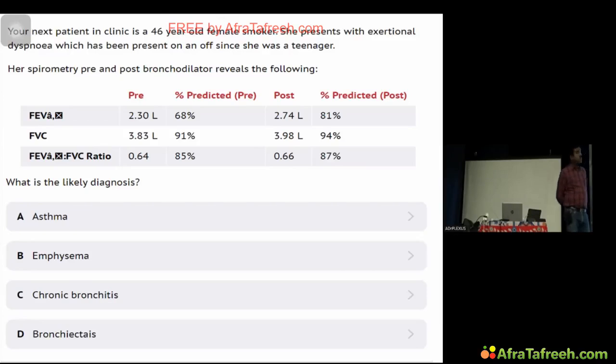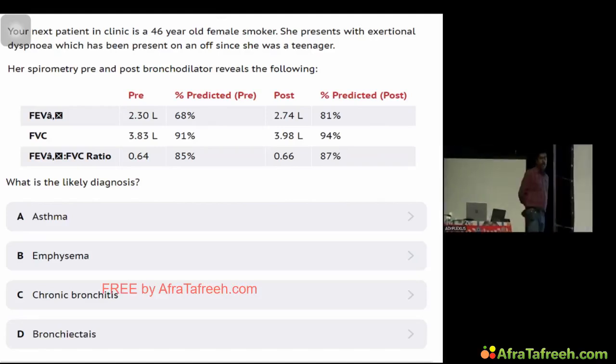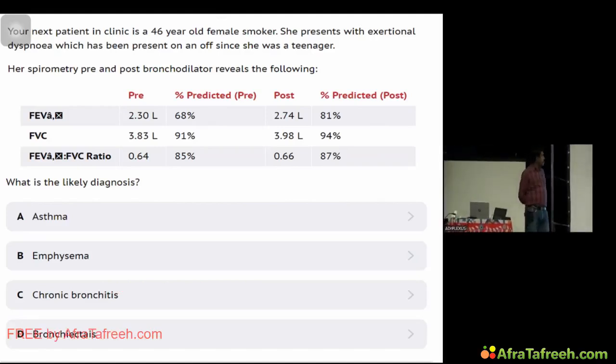Chronic. Okay, so the patient came to clinic, 46-year-old female, smoker. She presents with exertional dyspnea, which has been present on and off since she was a teenager. Her spirometry pre and post bronchodilator reveals the following. Okay, so if you take the first option, asthma.